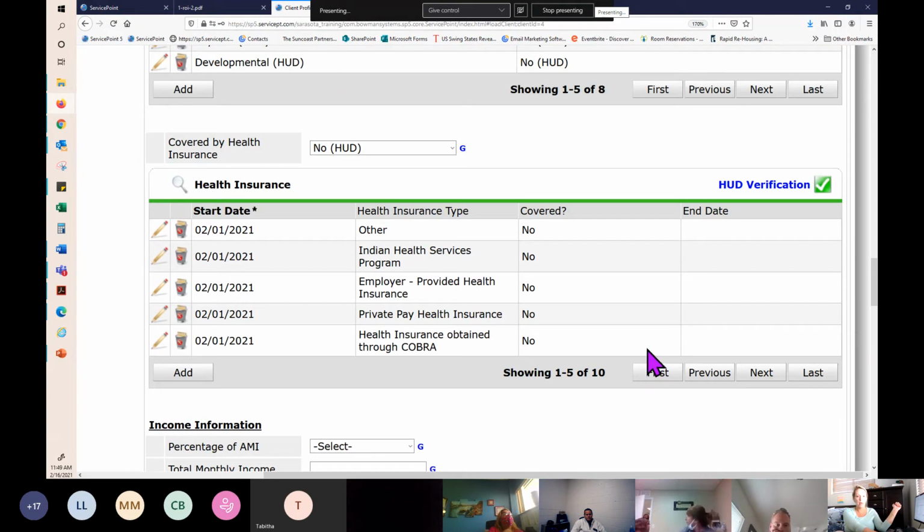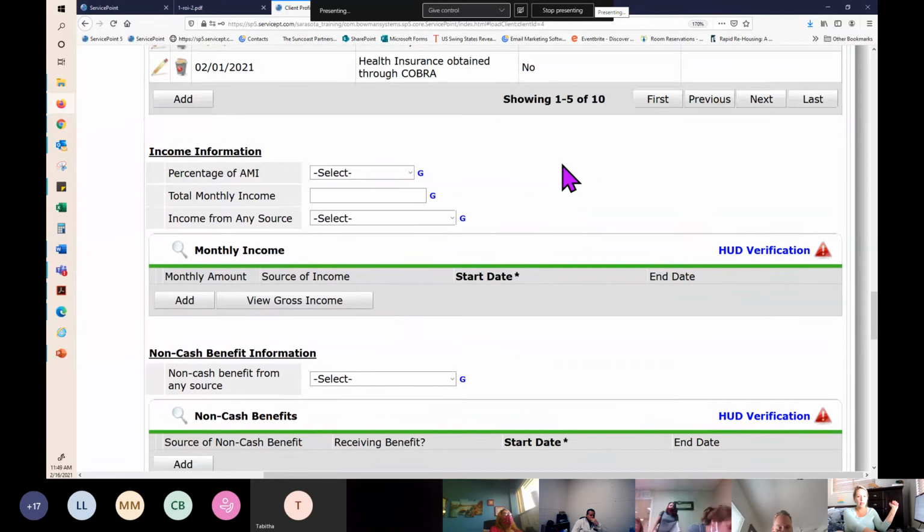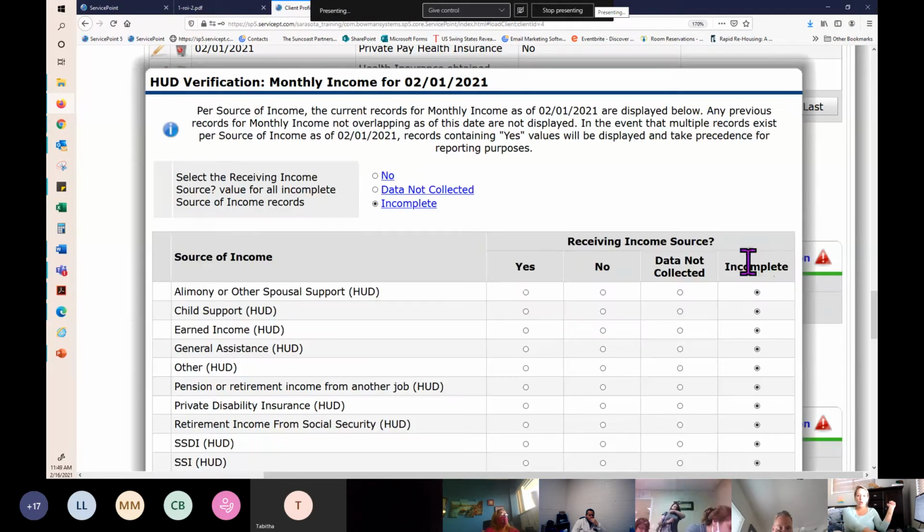Okay. So we've had verified first, and then that answered that no. Scroll to the next, income, same thing. We're not going to say, do you have income? No, we're going to HUD verify first. Auto populate to no, and then go down the list.